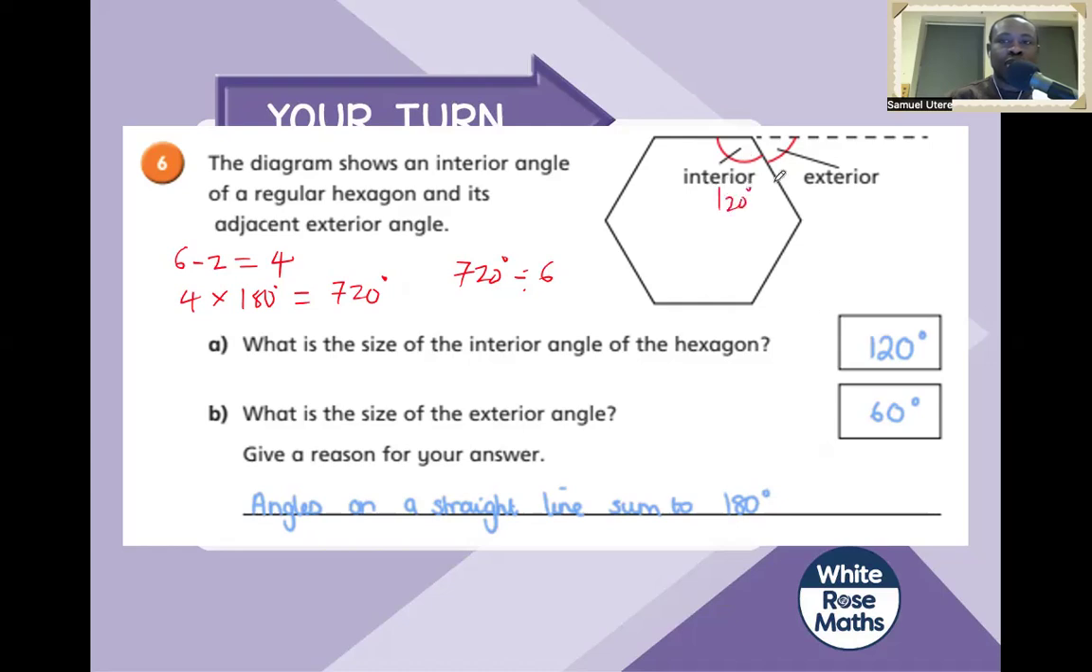Now, you know that these two angles will make 180 degrees. So to get the exterior angle, you do 180 degrees minus 120 degrees, which should be 60 degrees. And then you were asked, give a reason for your answer. Well, angles on a straight line sum to 180 degrees.